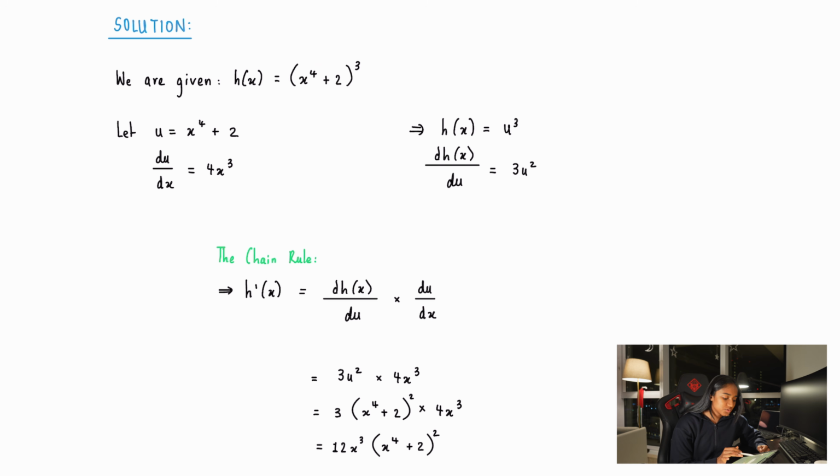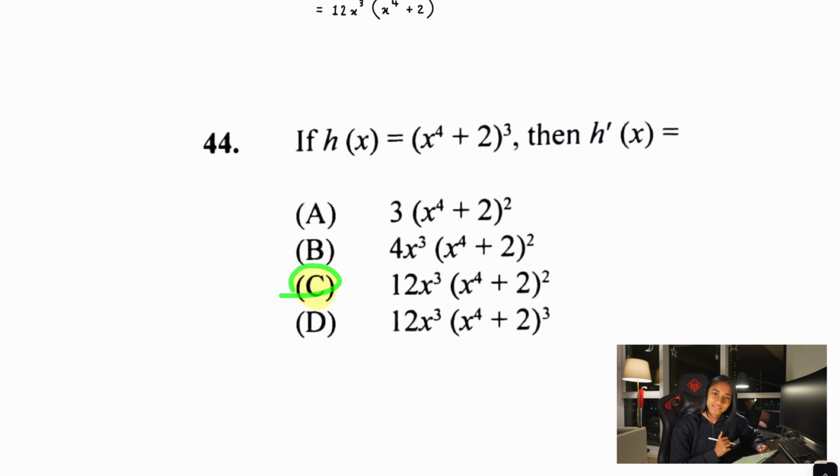So du/dx is equal to 4x cubed, and then we differentiate h of x as well. Remember, when we let u equal x to the power of 4 plus 2, which was what was in the bracket, h of x becomes u to the power of 3. We differentiate both of these separately, so we have du/dx and dh/du. We have dh/du equal to 3u squared, and we multiply both of these using the chain rule to get the final differential. When we substitute u back, we get 12x cubed times (x to the power of 4 plus 2) squared. And that is the final answer, C.